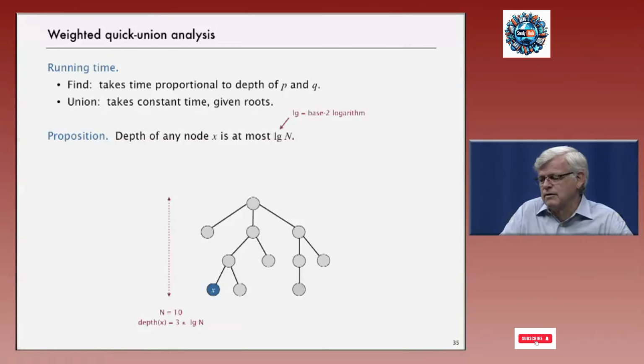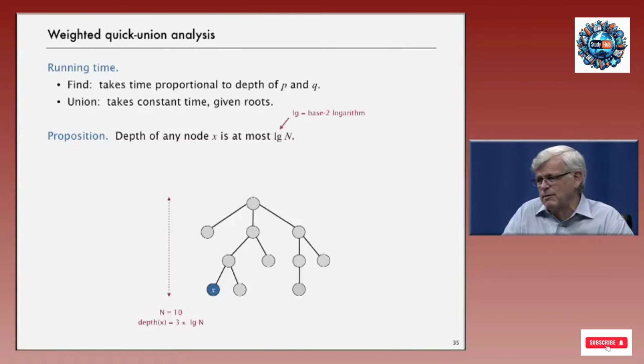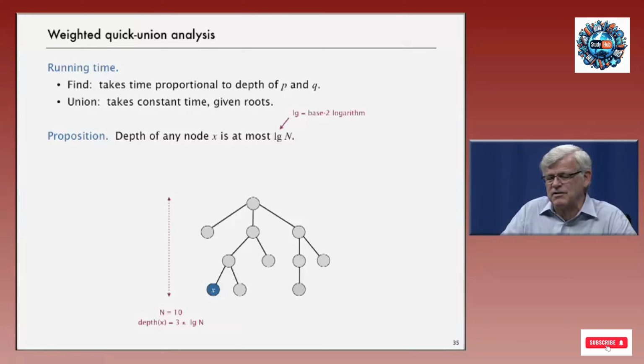In fact, we can analyze the running time mathematically and show that the find operation takes time proportional to how far down the nodes are in the tree, but we can show that it's guaranteed that the depth of any node in the tree is at most the logarithm to the base 2 of n. We use the notation lg always for logarithm to the base 2. And so if n is 1,000, that's going to be 10. If n is 1,000,000, that's 20. If n is 1 billion, that's 30. It's a very small number compared to n.